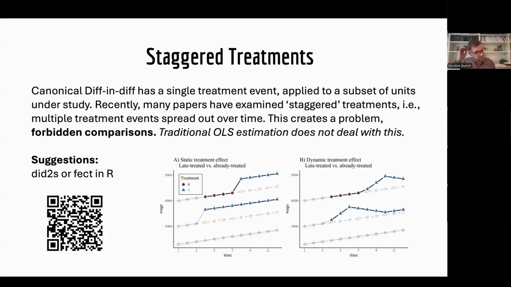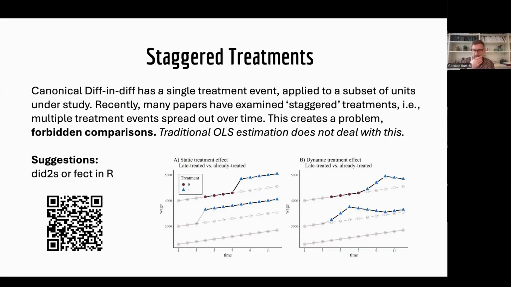The newer issue that has come up since around 2021 is that people realized all the logic of canonical difference in differences, which is a single shock that applies to a subset of units at a single point in time, starts to break down once treatments are happening in a staggered way to different people at different times. So different states adopting the same policy at different points in time, that's staggered difference in differences. If you use traditional estimation, an OLS regression with a treatment dummy, it may not work properly. The main issue is staggered treatments mean forbidden comparisons can happen.